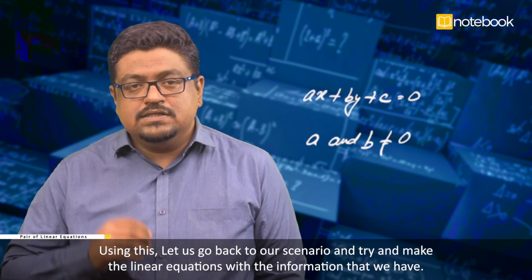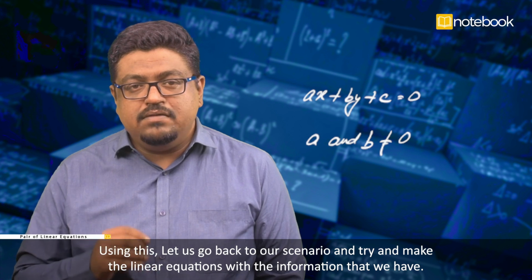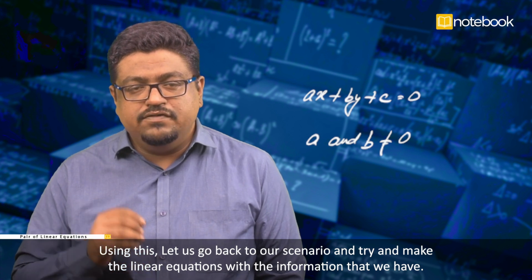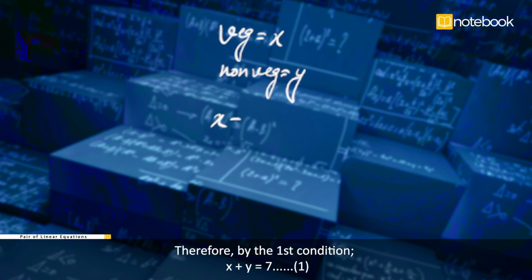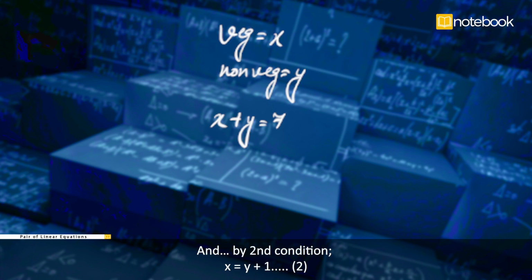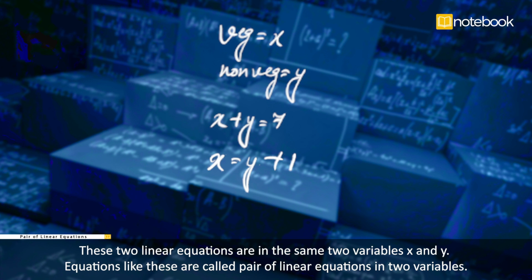Using this, let us go back to our scenario and try and make the linear equations with the information that we have. In the situation given above, let the number of veg pizzas be x and non-veg pizzas be y. Therefore, by the first condition, x plus y is equal to 7 and by second condition, x is equal to y plus 1.